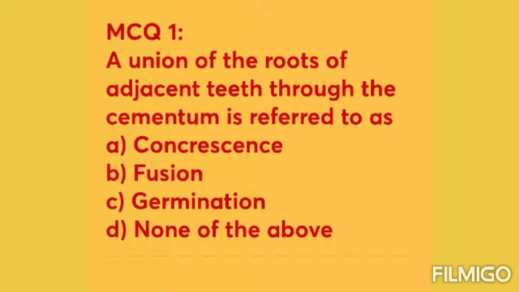Developmental disturbances in shape of the teeth, MCQs. First one is a union of the roots of the adjacent teeth through the cementum is referred to as option A concrescence, option B fusion, option C gemination, option D none of the above.